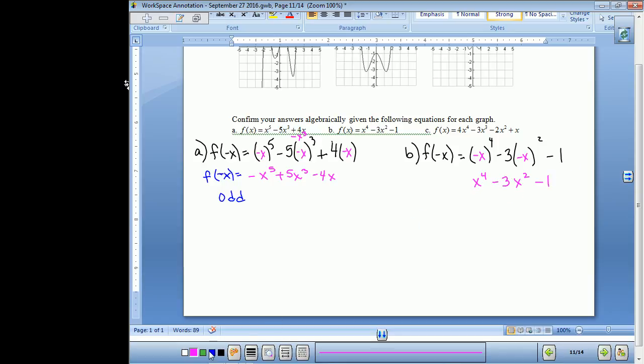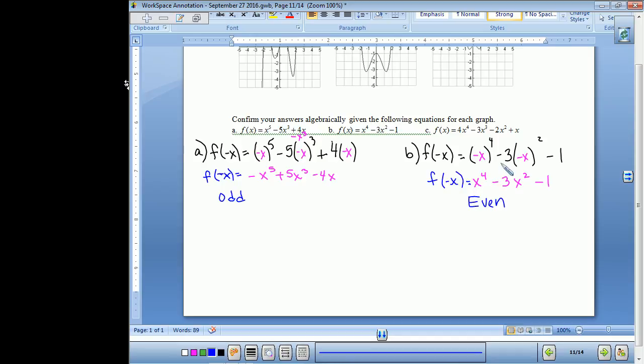Alright, so now we gotta compare. How does that original function compare to when I plugged in negative x? Same, same, same. All 3 terms are the same. So that is an even. This one has even symmetry. So if they all change to the opposite, they're odd. If they all stay the same, they're even. But if we have a mixture, some change, some don't, then it's neither.